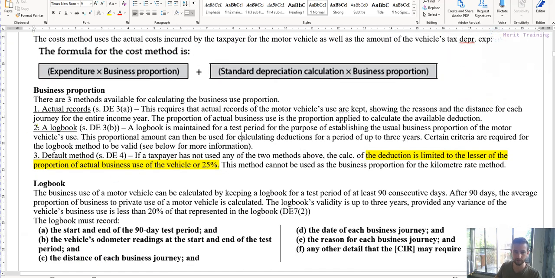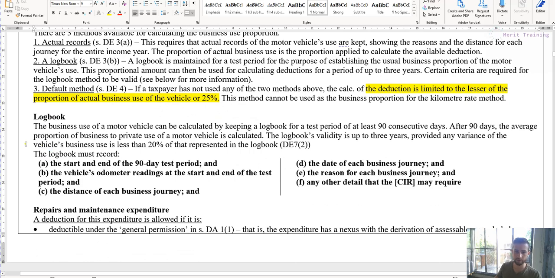All right, so now we're going to talk about number 2, which is the logbook, because I mentioned before that there's specific criteria required in order to do the logbook method. Most businesses would prefer to do the logbook because it means you don't need to keep as many records as the other two. You just do it for a short period of time, which is 90 days. And after that, you can just use the logbook for 3 years, right? That's really good. Saves compliance costs.